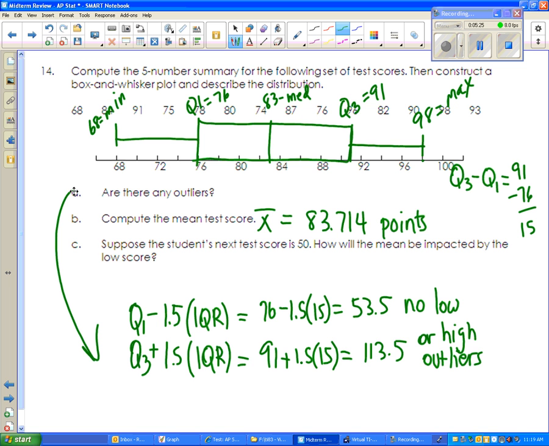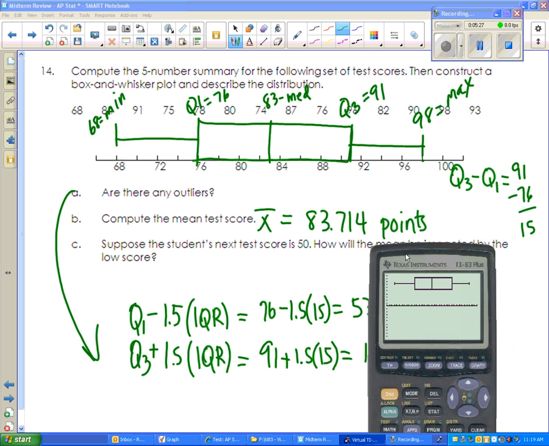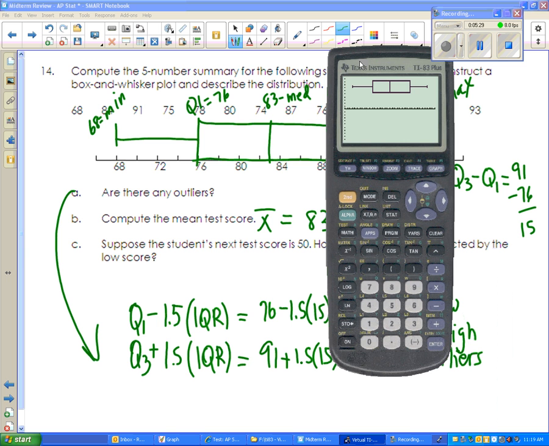If you wanted to just see what it would look like, let me show you what a modified box plot would look like. If I go back into my data set, and let me just change the 68 to a 4. Then if I make sure I have my modified box plot, yeah. So now if I do zoom 9, you'll definitely see the modified box plot. And if you hit trace, it'll tell you what the outlier is. It'll also give you the modified 5-number summary.